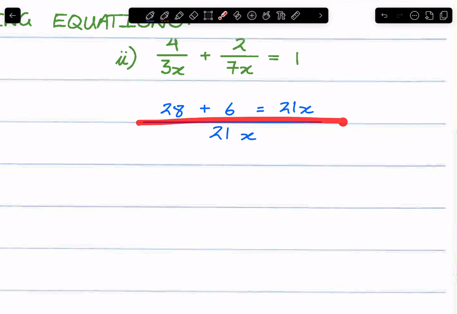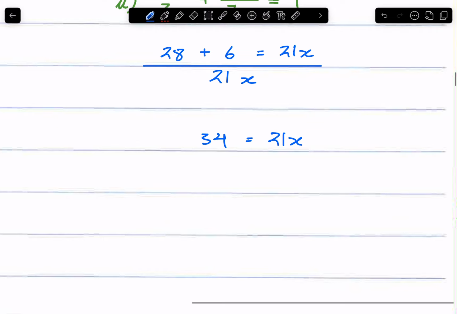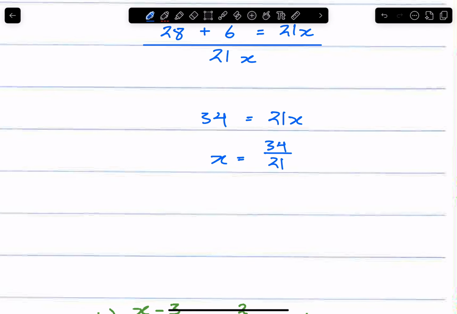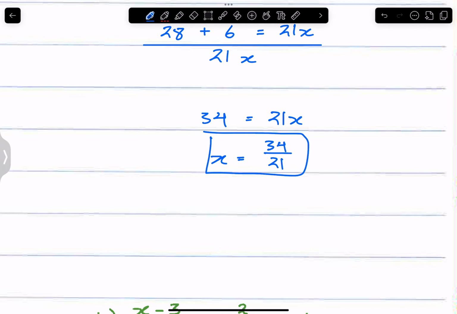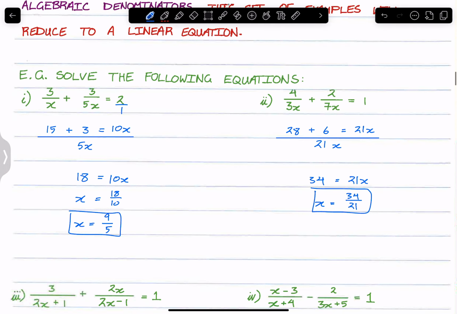Same step at this point, same denominator. We can multiply everything by 21x. These cancel, leaving us now with just this equation in the numerator. 28 plus 6 is 34, equals 21x. Dividing both sides by 21, we get 34 over 21. And I'm unsure if that simplifies, but we can check here. See if this simplifies, 34 over 21. Nope, it stays as the fraction 34 over 21. And so that's how we would approach these types of equations.